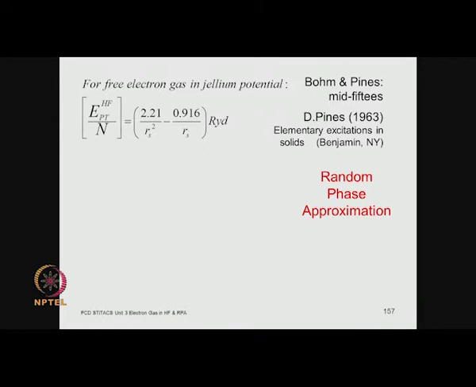What we found is the solution to the problem in two approximations. One is the Hartree-Fock, which I write as a superscript here, and in the Hartree-Fock self-consistent field method we found the energy per unit electron to be given by 2.21 by rs squared minus 0.916 by rs in units of Rydberg, and we got the same solution using perturbation theory, which I write as a subscript over here. So, both of these gave us essentially the same solution.